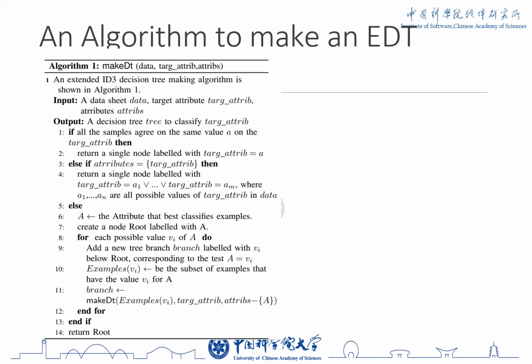Line 6 begins to make branches. Line 6 picks the best attribute to classify samples. In order to make the classification best, we need to calculate the entropy of every attribute of the dataset. Then we partition, splitting the set into subsets using the attribute for which the resulting entropy after splitting is minimized, or, equivalently, information gain is maximum.